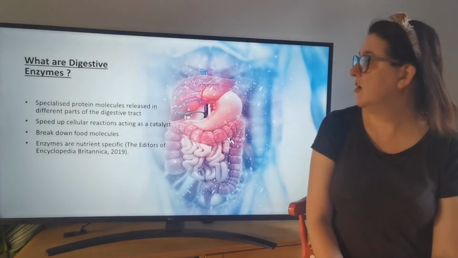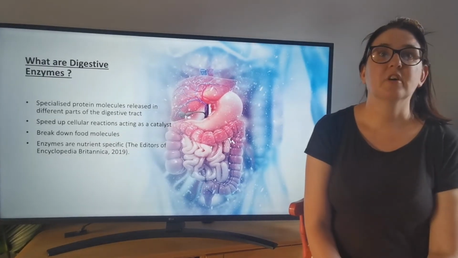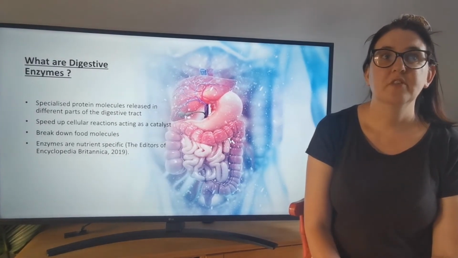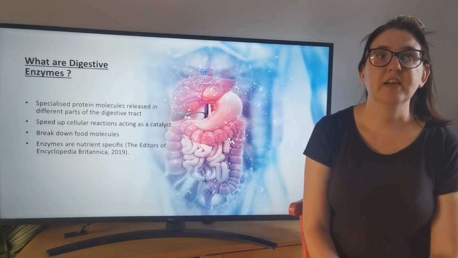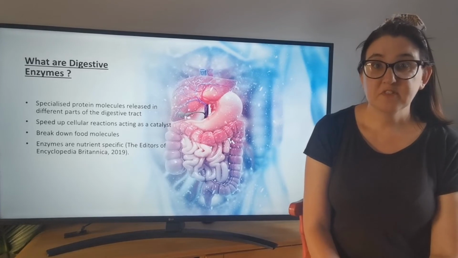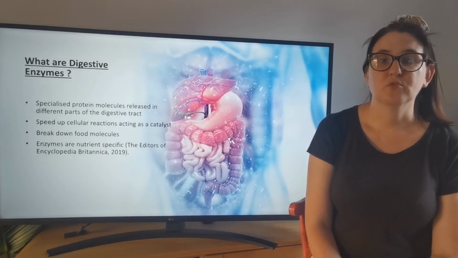So, what are enzymes? Enzymes are specialised protein molecules that are released in different parts of the digestive tract. They act as catalysts for speeding up cellular reactions. They are nutrient specific and break down food molecules.